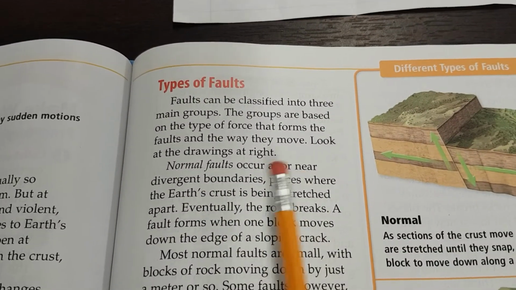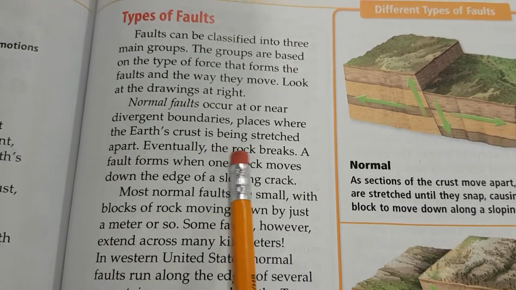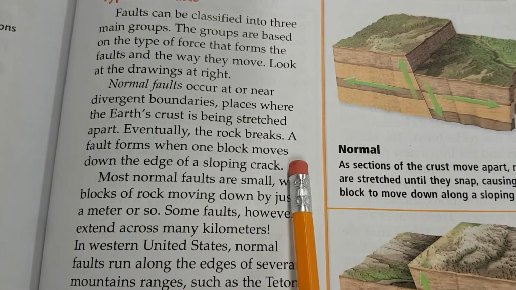Normal faults occur at or near divergent boundaries. Did we get that right? Normal? Divergent? Good. Places where the Earth's crust is being stretched apart. Eventually the rock breaks. A fault forms when one block moves down the edge of a sloping crack. Okay, so we can see that fault.